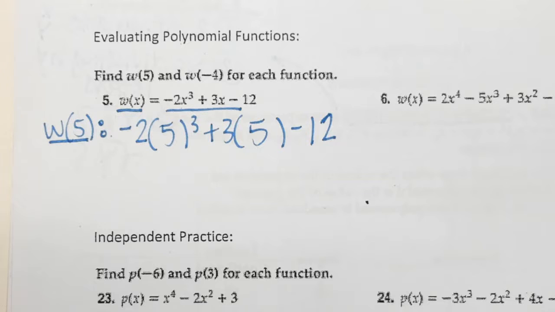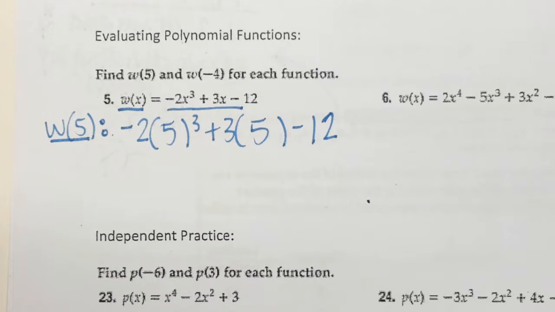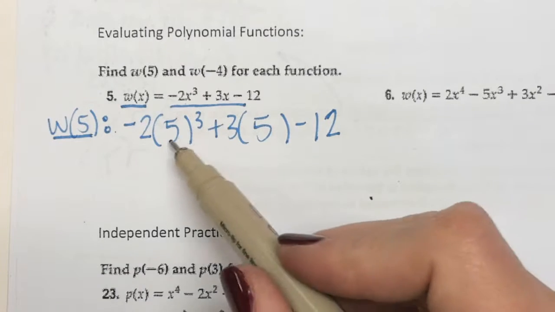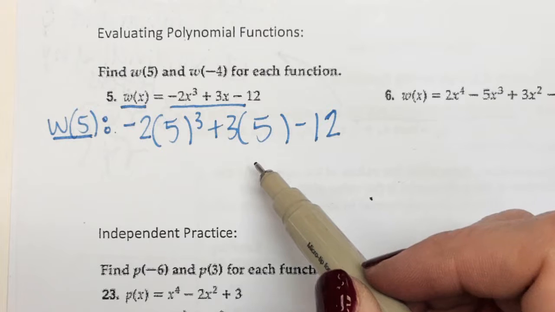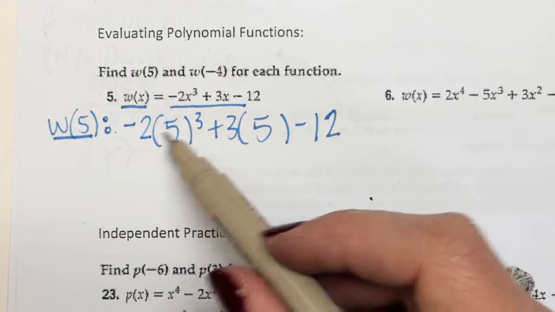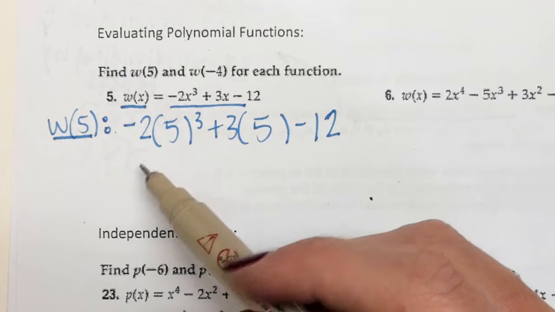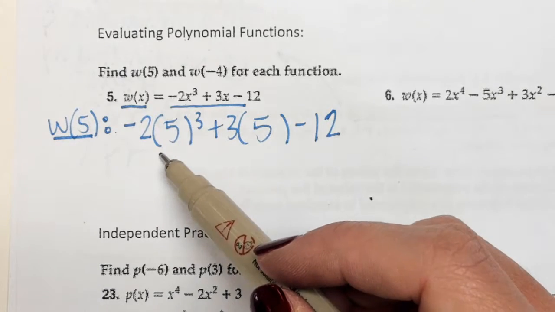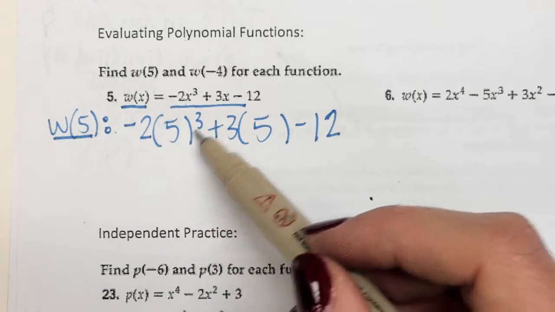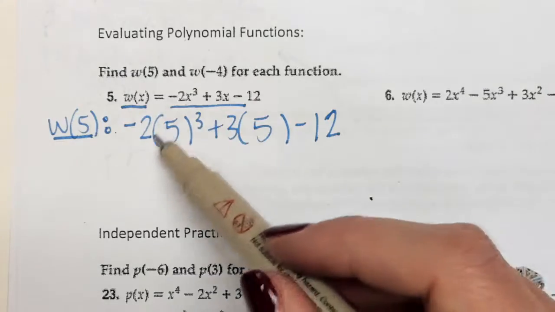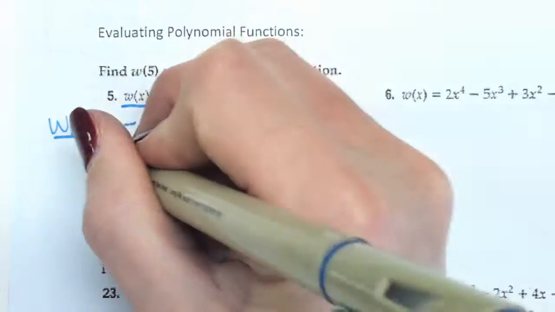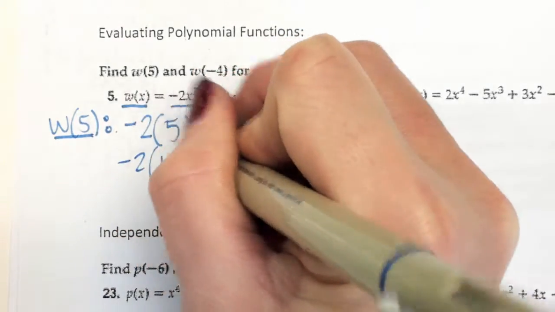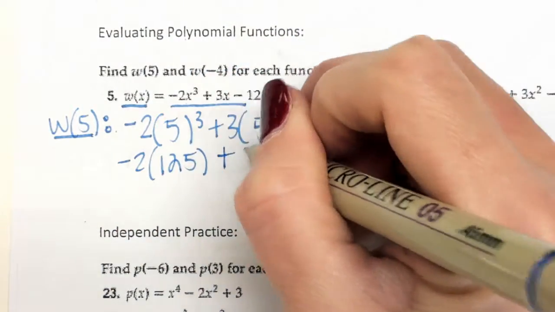From here, it's just doing order of operations. So what comes first in order of operations? Parentheses. But as you can see, there's nothing to do inside these parentheses. So we move to exponents. A lot of people make this mistake, so please pay attention, guys. Here, do not do -2 times 5, which is -10, then cube it. The only thing that's being cubed right now is 5. So you'll do 5 cubed, which is 125, plus 3 times 5, which is 15.